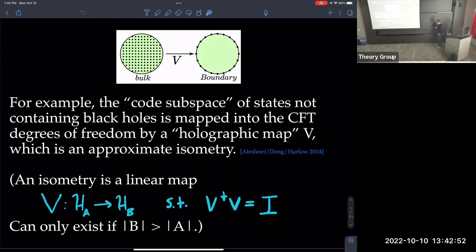Yes. And small, yeah. So we want V dagger V minus the identity, operator norm, to be less than some epsilon, where epsilon is of order e to the minus 1 over g, or e to the minus 1 over g times some order 1 over g. Yeah.